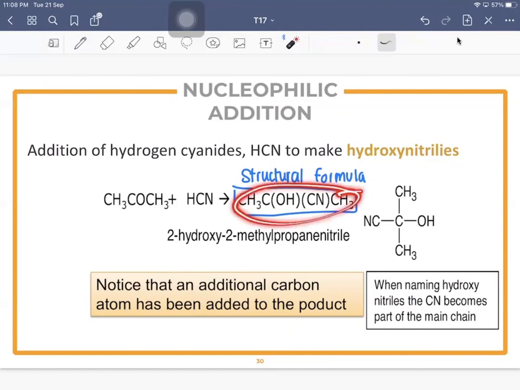Right, notice that an additional carbon atom has been added to the product. In the starting material, you have 3 carbons in your propanone, okay? Sorry, I said this was propanol, right? This is propanone.